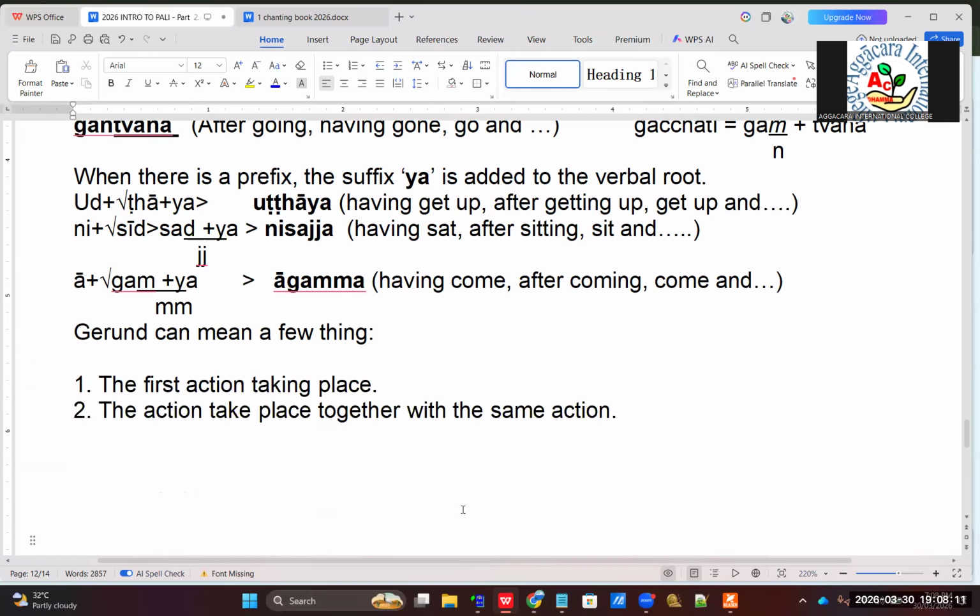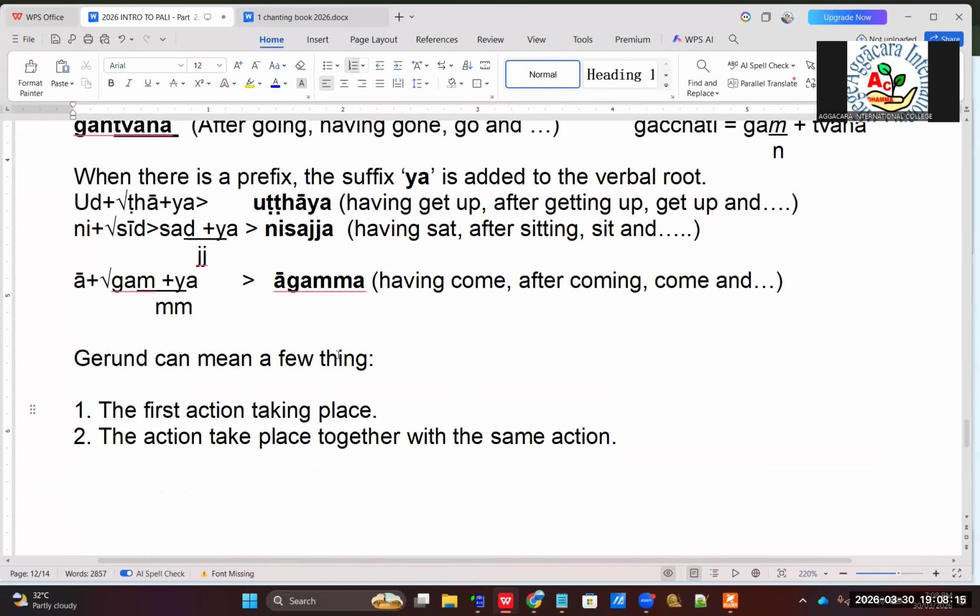All right. So now, the form can mean a few things. What I have said so far is the first action that always comes first. It means I get up from here and go somewhere, I sit here and go somewhere, or I come here and go somewhere. So it always means the first action taking place. But it also has another meaning: the action taking place together with another action.